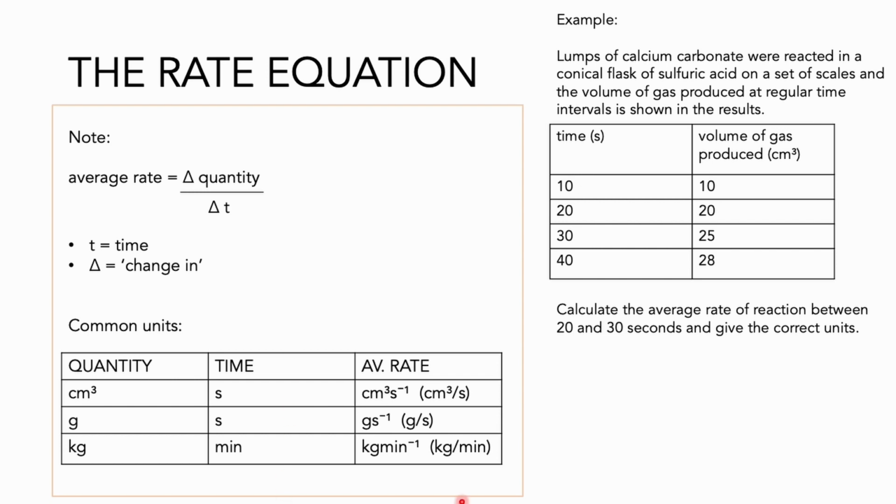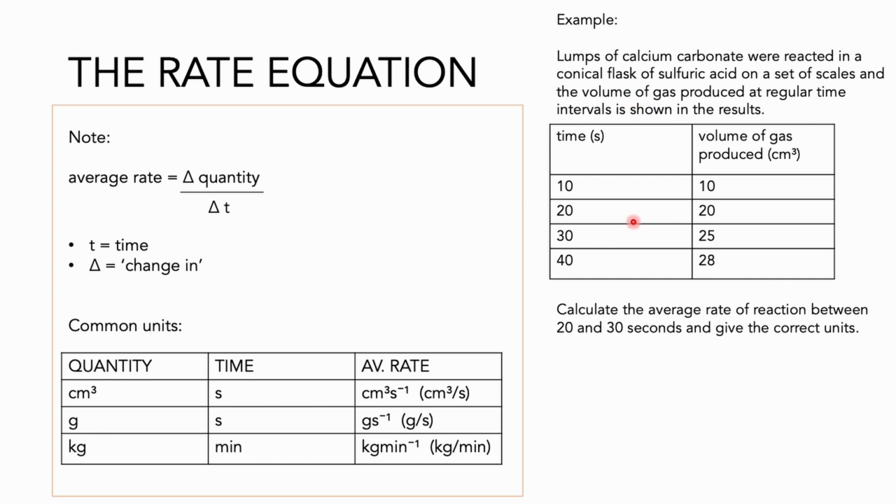The units for the average rate depend on the units used for quantity and time, so some common ones are shown here. For example, if you have quantity measured in centimeters cubed and time measured in seconds, when you put these values into the equation, you get centimeters cubed over seconds, which can also be written as centimeters cubed per second. When carrying out these calculations, you can read the quantity and time values from a table of results or from a graph like the ones we looked at earlier.